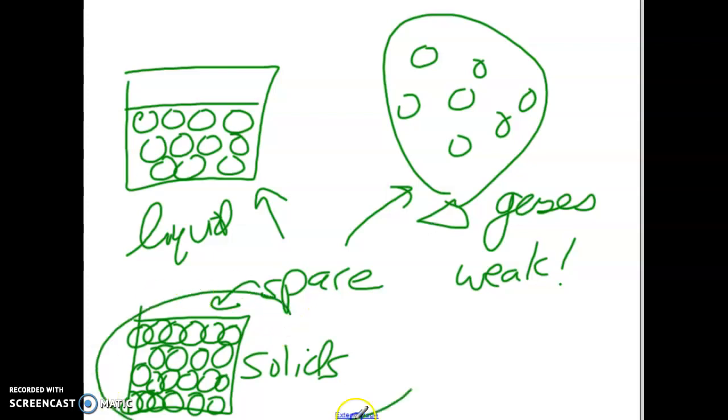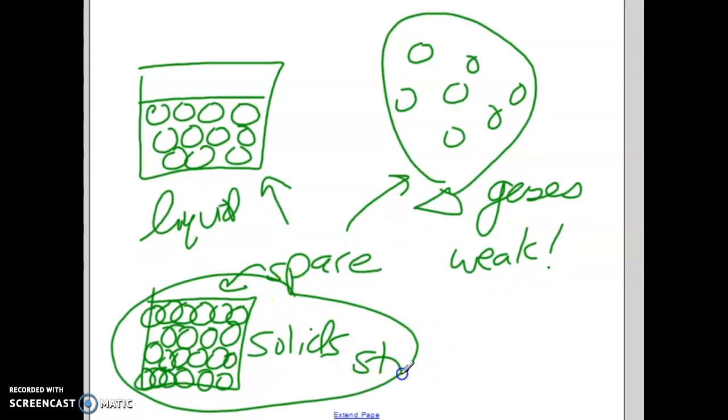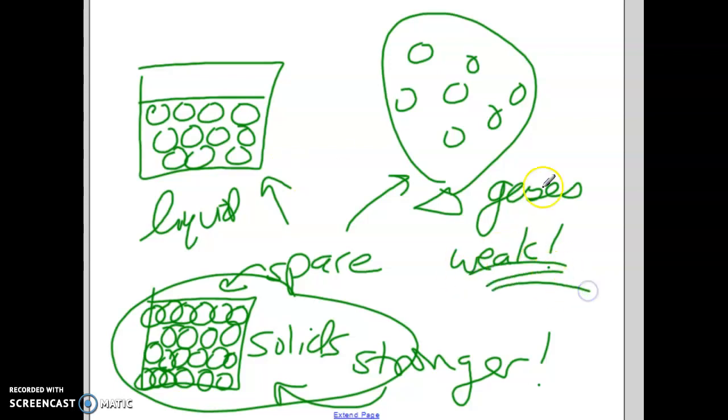So the stronger the attraction, the more likely a material is to be at room temperature a solid. If it's a very weak attraction, you're going to end up having a gas. Like, that's one property of matter. Intermolecular forces have a direct relationship with properties, right? Same thing with melting point and boiling point.